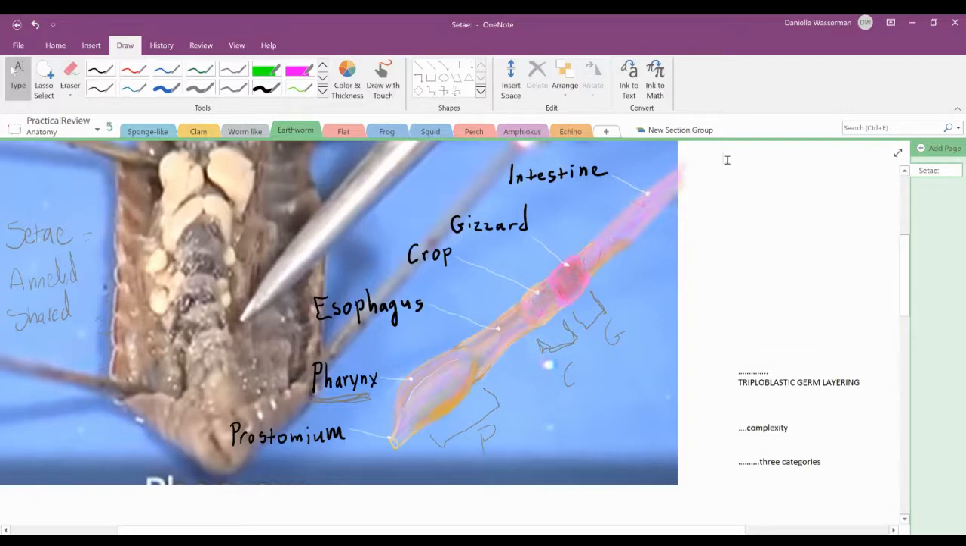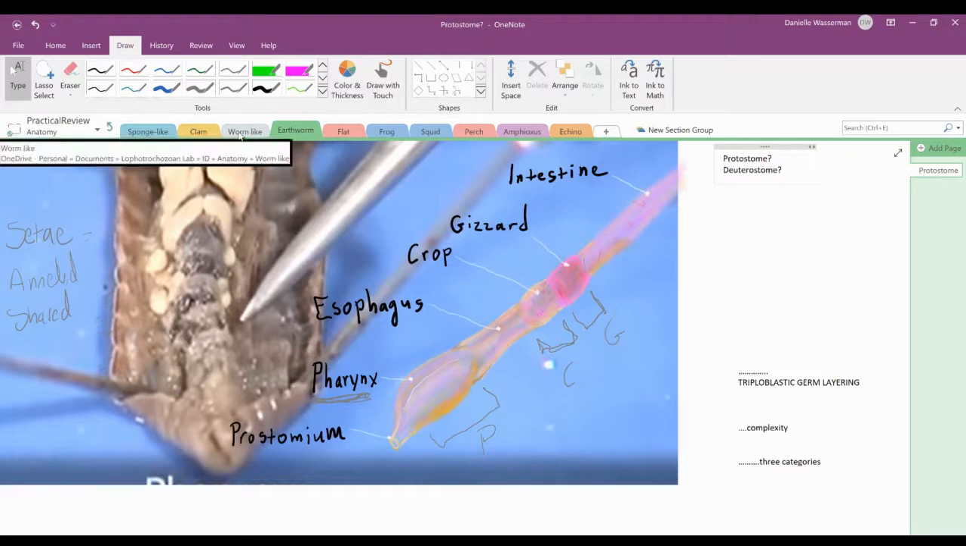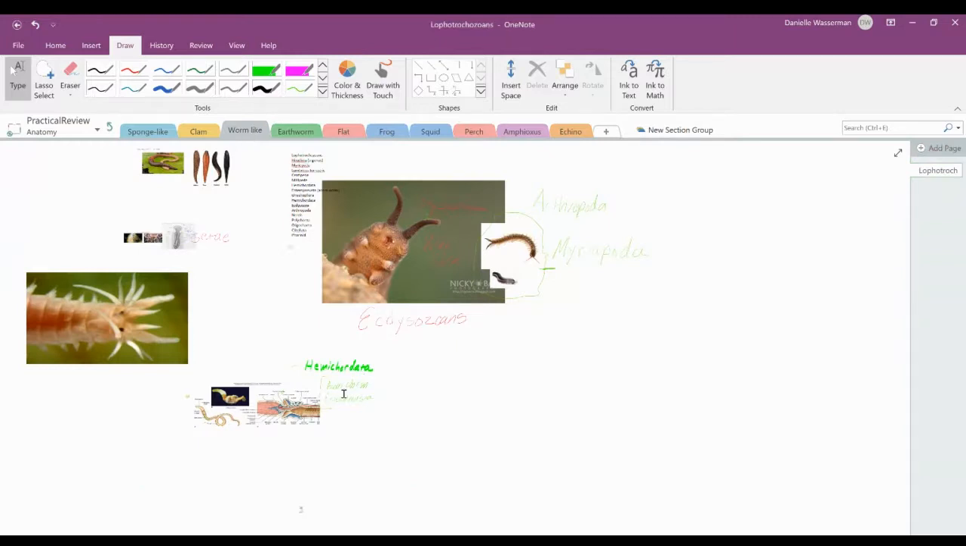Completely separate from that, is it a protostome? These are good things to know. And you can ask yourself that about these as well. Which of these are protostomes and which are deuterostomes? It's very easy. Only the hemichordates here are deuterostomes. Everything else here is a protostome.